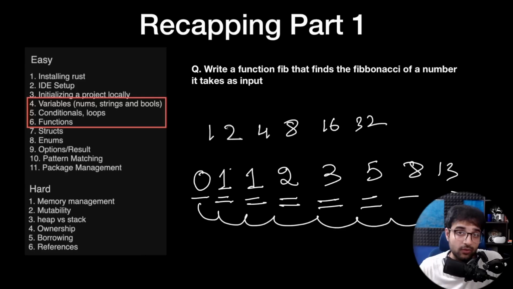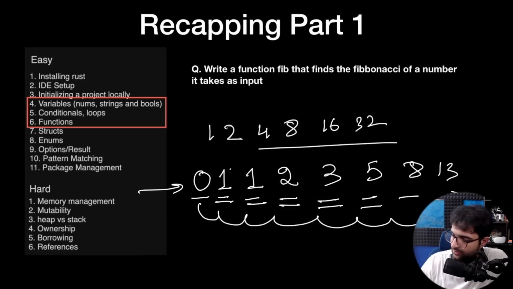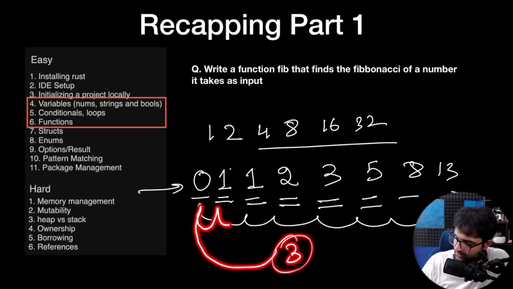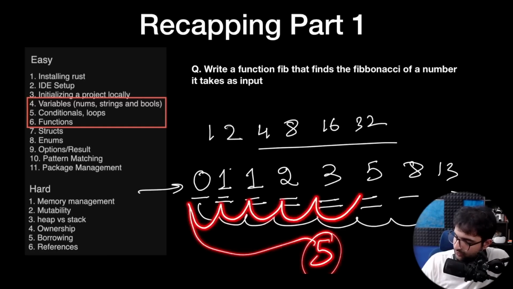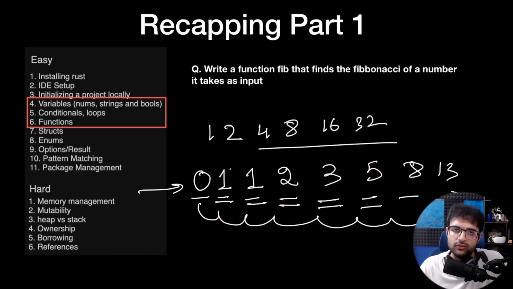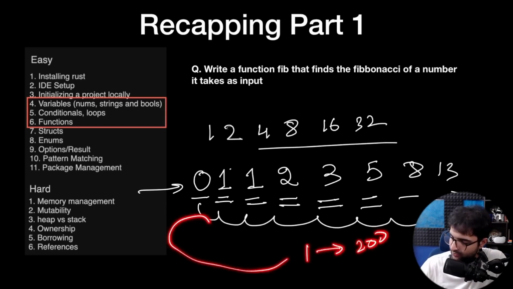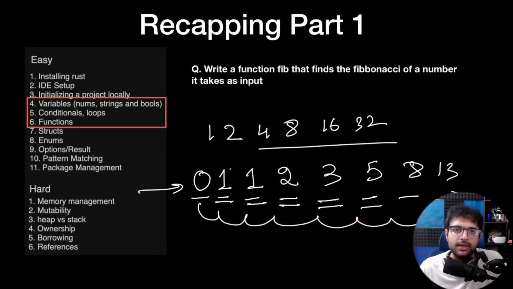So can you now try to code it? Can you try to code a bunch of these variables, or this very long pattern, such that you eventually write a function that finds the Fibonacci of a number it takes as input. For example, if the input is 3, then you have to find the 0th, 1st, 2nd, 3rd number in the Fibonacci series, that is 2. If the input is 5, then you have to find the 0th, 1st, 2nd, 3rd, 4th, 5th element in the Fibonacci series, so on and so forth. It takes an index as an input, could be any number between, let's say, 1 to 200, and you have to find that specific Fibonacci number in that pattern.